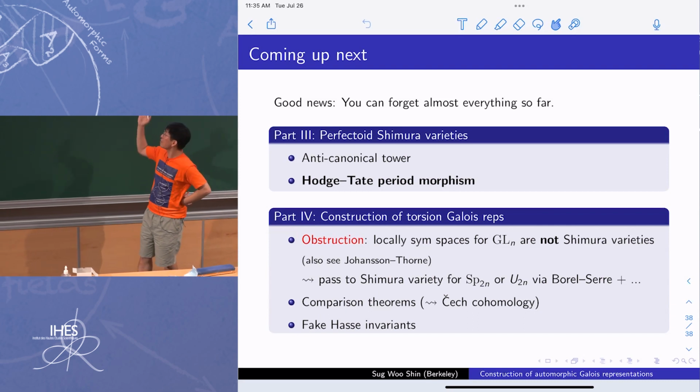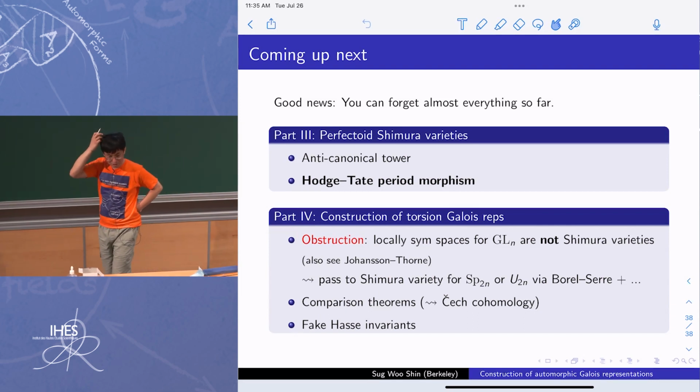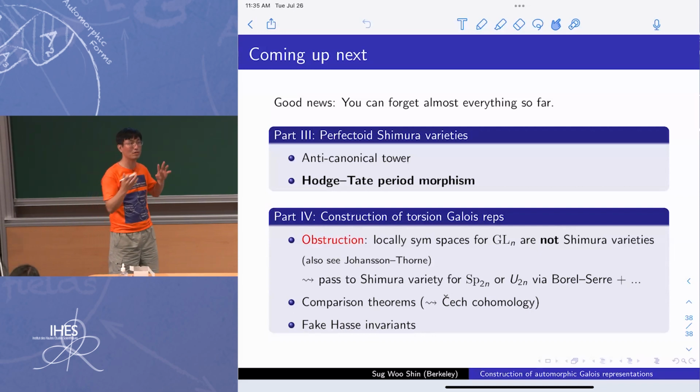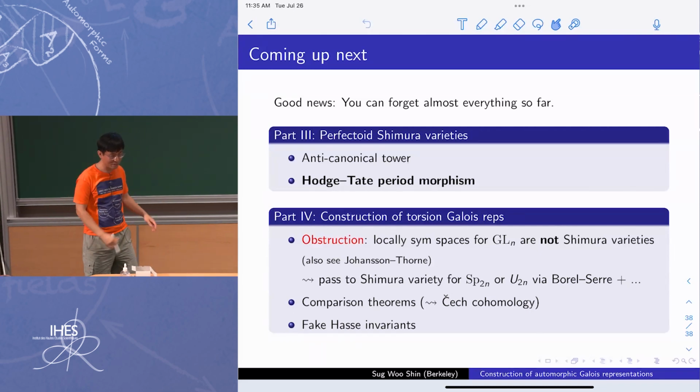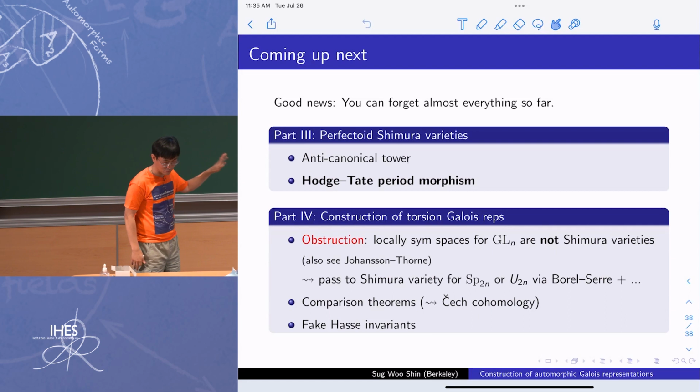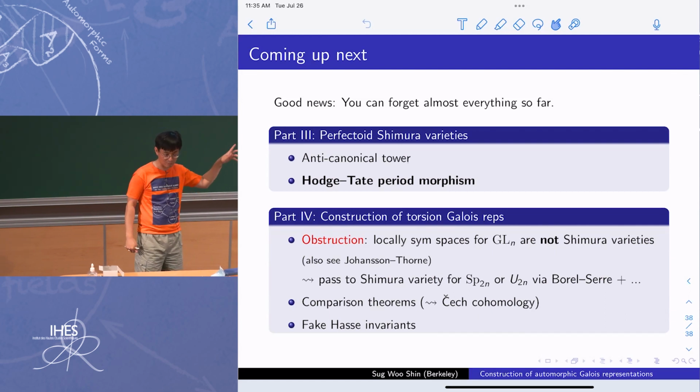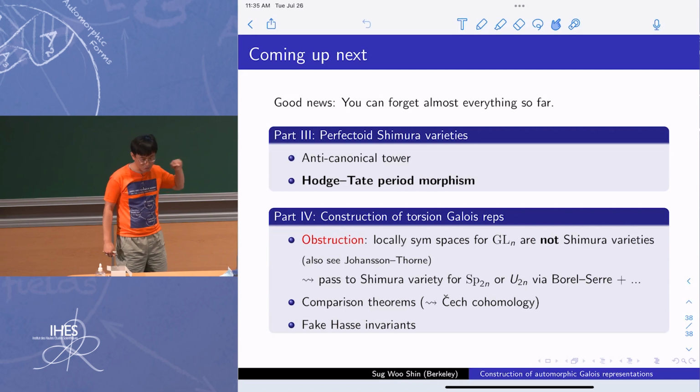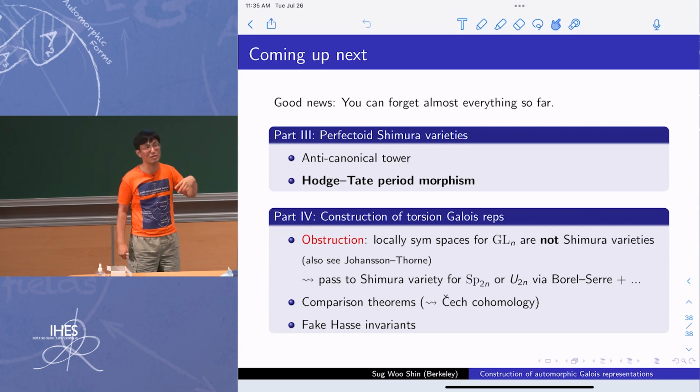What you're going to see is that now I'm going to go into the p-adic geometry of Shimura varieties. And especially you want to show that Shimura varieties at p-infinity level are perfectoid. If you want to remember just 2 keywords, then anti-canonical tower and Hodge-Tate period morphism.